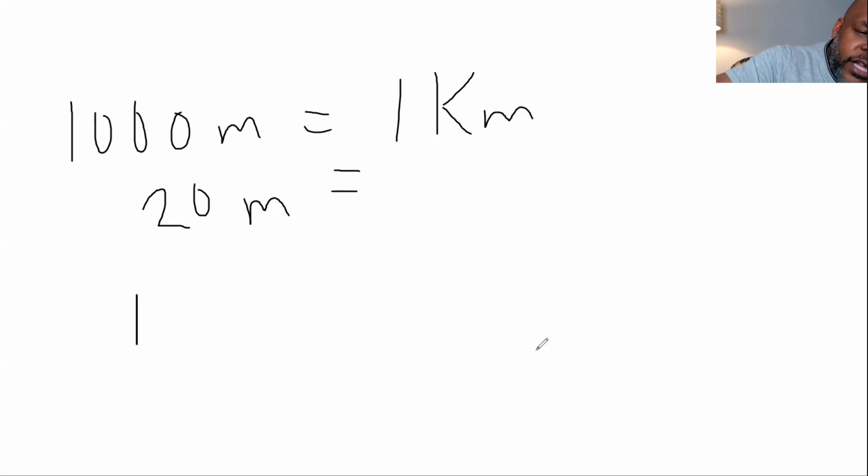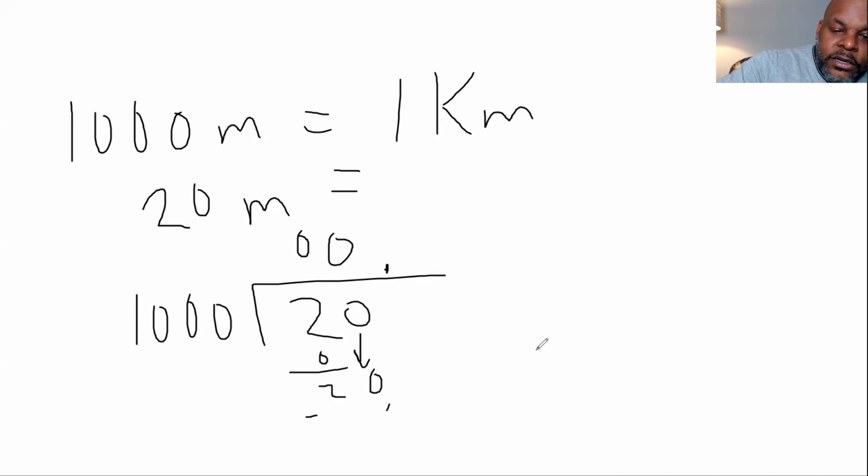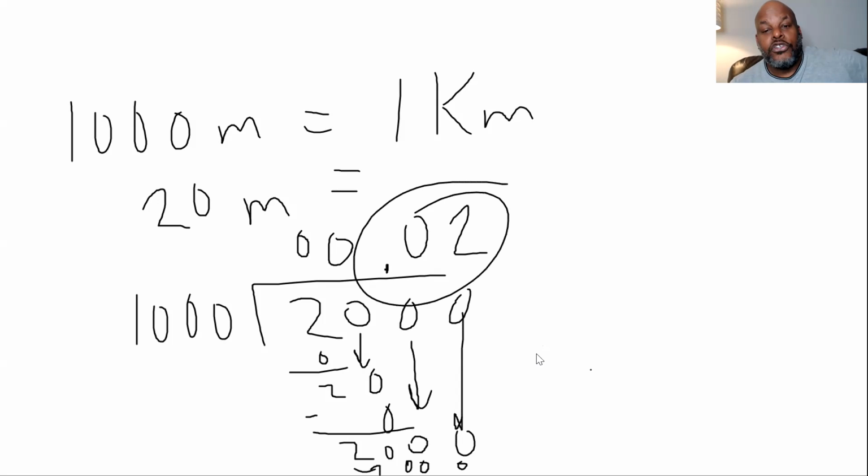All right, let's do the division. 1,000 divided into 20. All right, so can 1,000 go into 0? No, it can't. Can 1,000 go into 2? No. Bring it down. Can it go into 20? No. Put the decimal there. So now it's 200. No. Can it go into 2,000? Yes, it can, 2 times. So that'll be 2,000. So your answer is 2/10, 2/100ths. All right, let's go back.